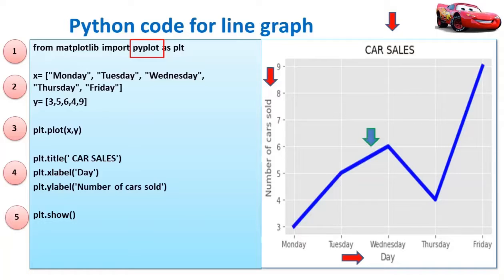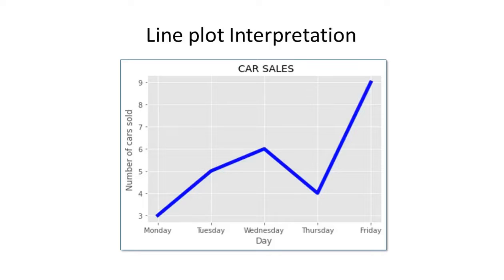So when we look at this graph, it is obvious that the maximum number of cars sold on Friday and minimum number of cars sold on Monday. Thus, the simple line graph conveys the needed information in an easier way.